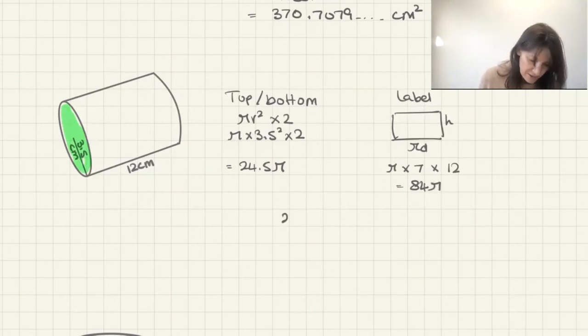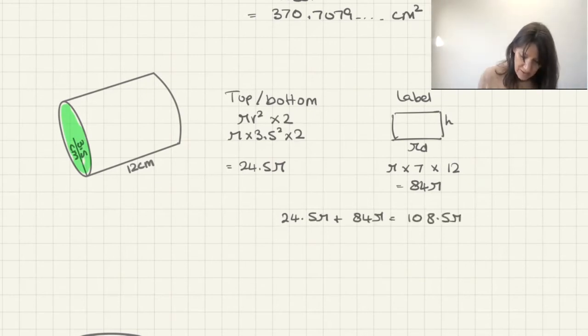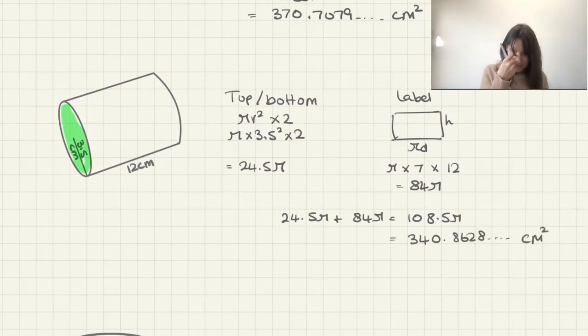Add those together. So 24.5 pi plus 84 pi is 108.5 pi, which gives me an answer of 340.862, and on it goes, centimeters squared, of course. All right, so that's finding the surface area.